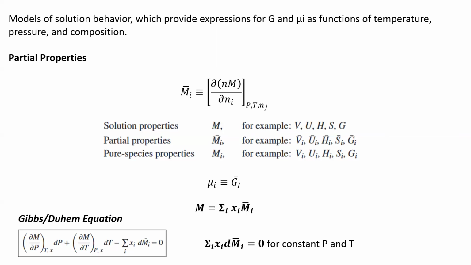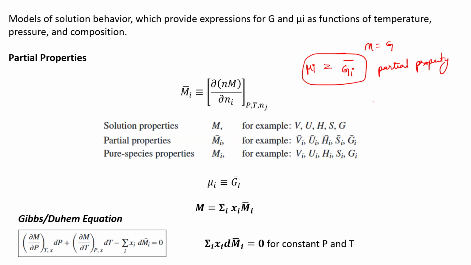Now we define partial properties, which is Mi bar equal to ∂nM/∂ni at P, T, and nj. So this μi is actually equal to ∂nG/∂ni, right? So M is G here, so Gi bar is μi. So this is defined as a partial property. The total derivative term will have these partial property terms.